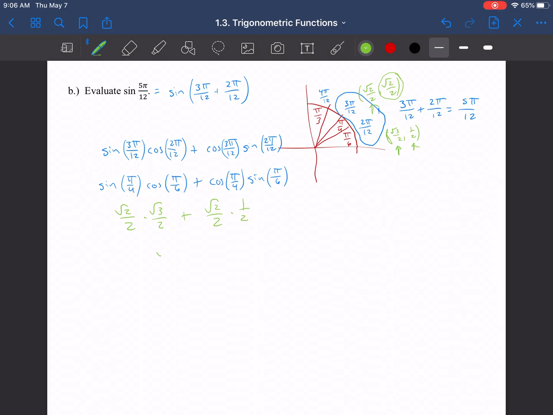So this is going to be square root of 6 over 4 plus square root of 2 over 4, which just gives me square root of 6 plus square root of 2 over 4. Okay? So you can take something that wasn't on the unit circle, if it works out nicely, and turn it into values that are on the unit circle, and that can help you a lot sometimes.